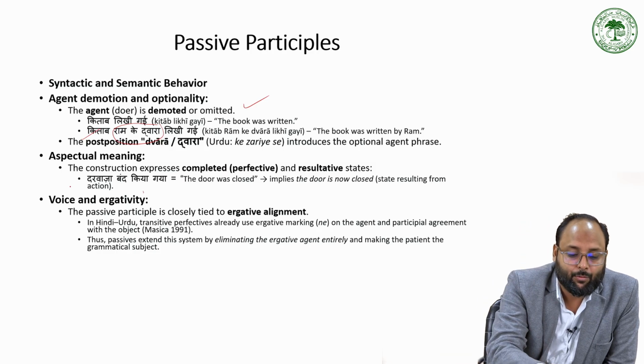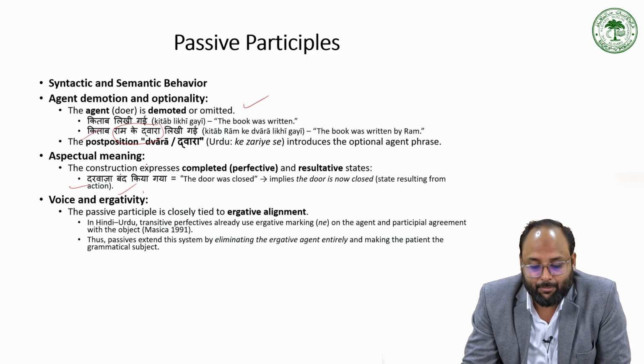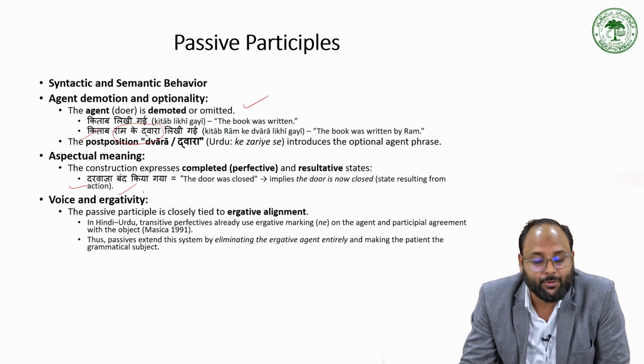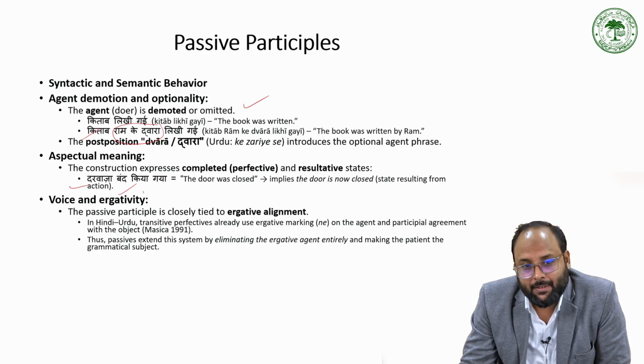between the voice and ergativity, which is defined by Masica. So in Urdu, the transitive perfective already uses the ergative ne on the agent and the participle agreement with the object, that is defined by Masica. But the passive extends this system by eliminating the ergative agent entirely, making the patient the grammatical subject. So like किताब लिखी गई.